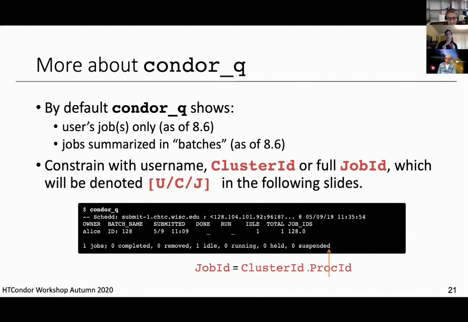You can look at specific jobs that you've submitted either by using your username, the cluster ID, or the process ID for a job. And you can see that's the first half and second half of the job ID. So in this example, 128 would be the cluster ID. 128.0 would be the whole job ID.